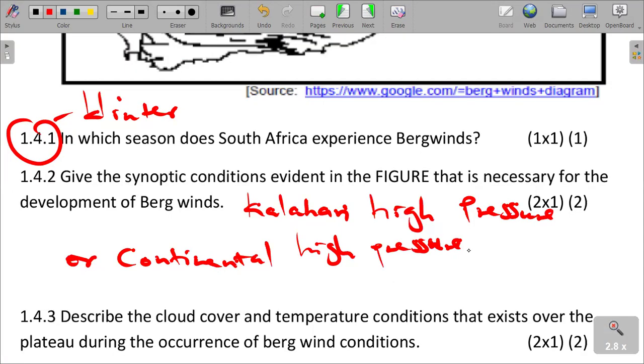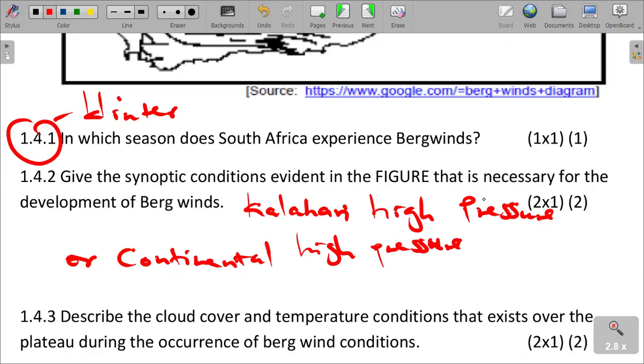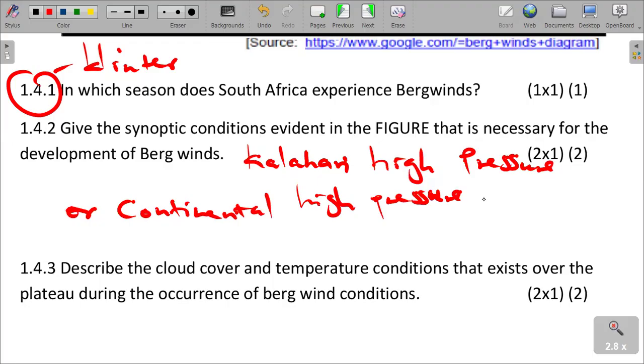And also, we can talk about the coastal low that is also given there. The coastal low is also present, and the coastal low is also evident on the map. It shows that we can have berg winds developing.